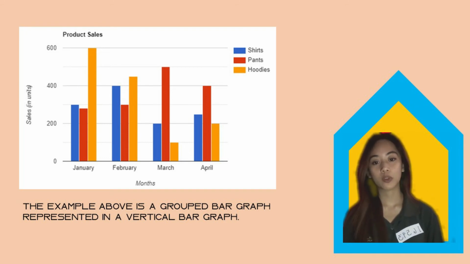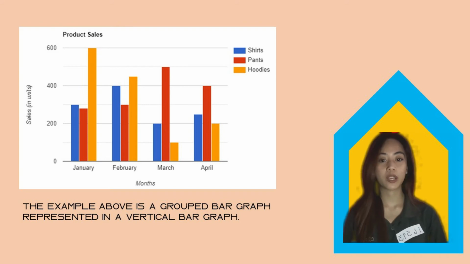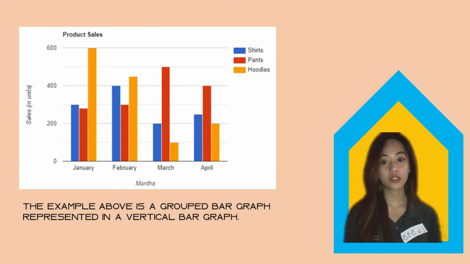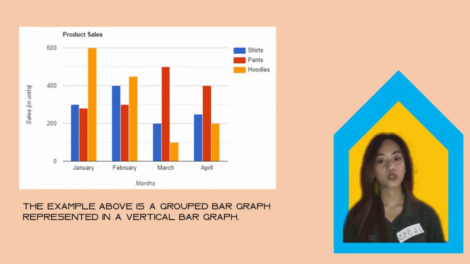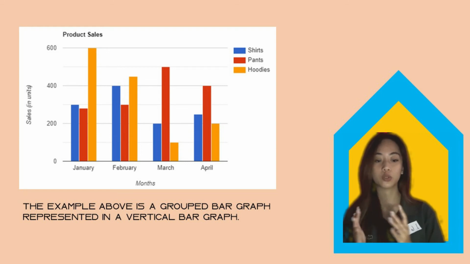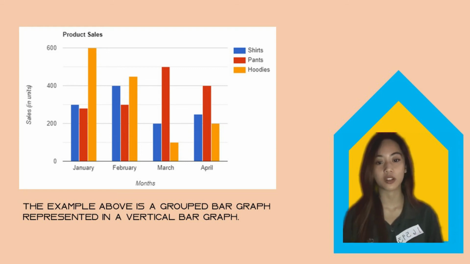And for this example, which is the product sales in units, we will label the vertical axis as sales in units. After labeling that, we finalize the scale and the range for the given data. For the range, we have 0 to 600, and then we want the scale to be, for 1 unit, there are 200 units sold. So from 0 to 200 to 400, and then finally 600. Finally, draw the bars that represent each category. So we have shirt, pants, and hoodies.